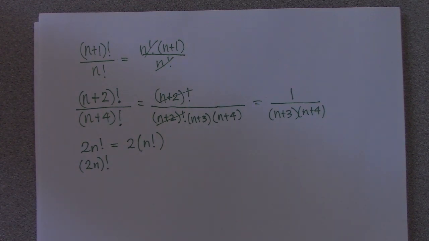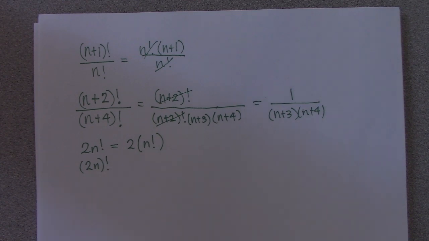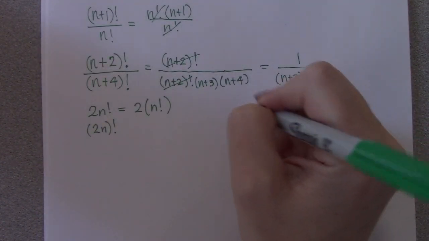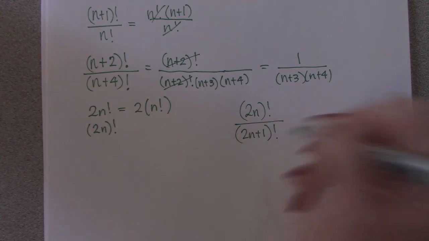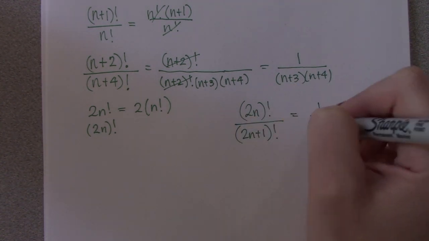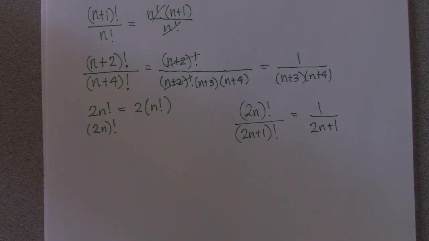Does that fix it? Okay, yeah, sorry. Just kind of building off that, I remember seeing a problem that was 2n factorial exactly like that, and then below it was 2n plus 1 factorial. So it was 2n factorial over 2n plus 1 factorial? Just like that, yeah. So that's just 1 over 2n plus 1.